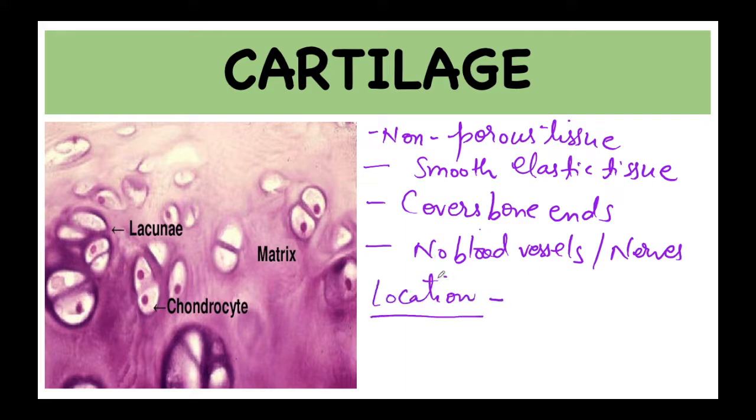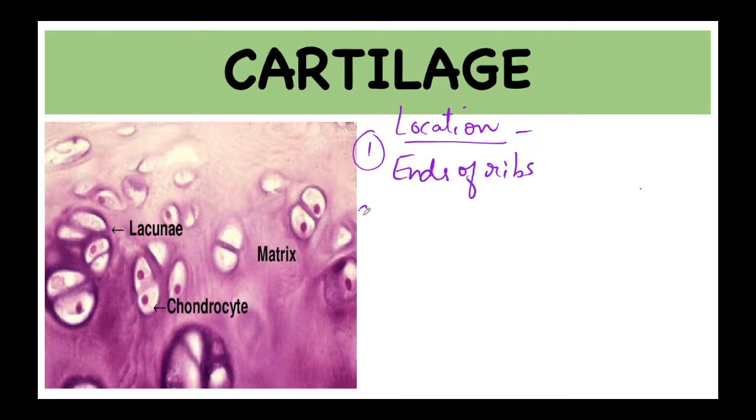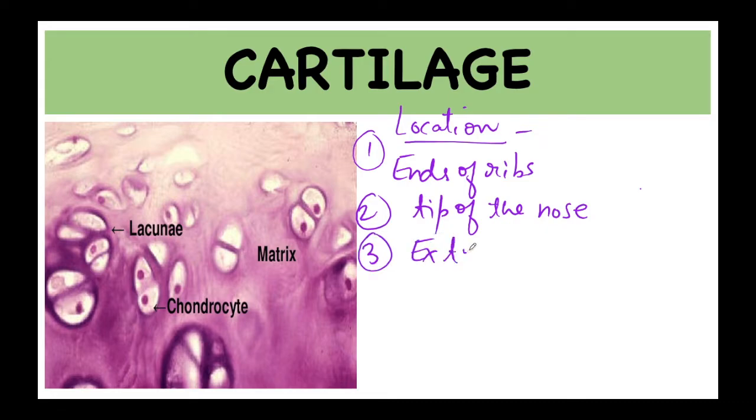Now, the location where cartilage tissue is present in our body. So cartilage tissue is present in, number 1, I am writing here the location: ends of ribs. Number 2, tip of the nose. Number 3, external projection of ear. In between the video you can take some screenshots also.